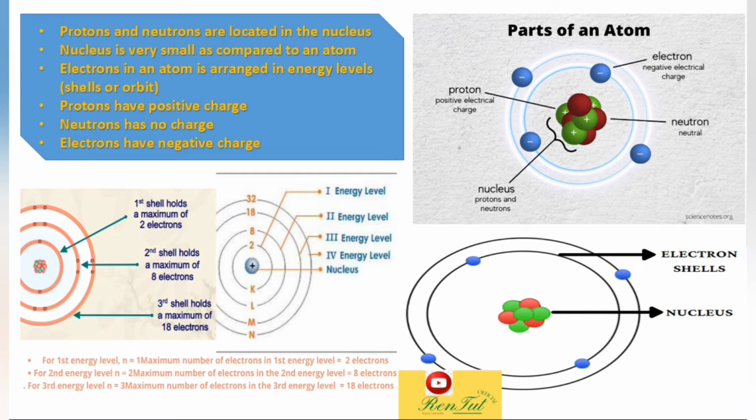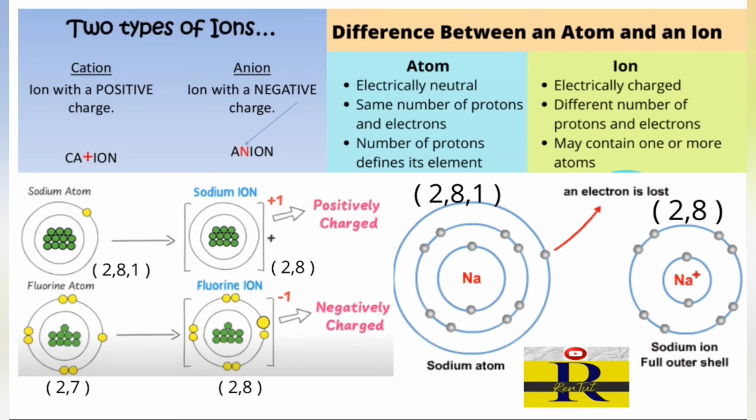And what we have learned from this is that there are electron shells around the nucleus. The first shell has the first energy level, the second shell is the second energy level, the third is the third energy level, then we have fourth, fifth, and so on and so forth. Now we will be learning what is an atom and what is an ion.